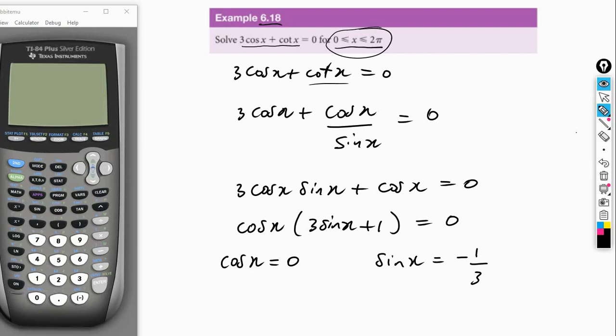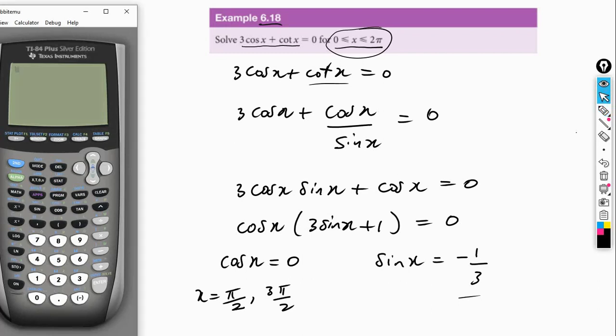So this one to the left is easy to solve in this interval between 0 and 2 pi, because we know that cosine is 0 at x equals pi halves and at 3 pi halves in this interval. But this one is not possible to solve analytically because we don't have any reference triangles for this. Remember that we only use the 45-45 and the 30-60. So for this, we're going to need to use the GDC.